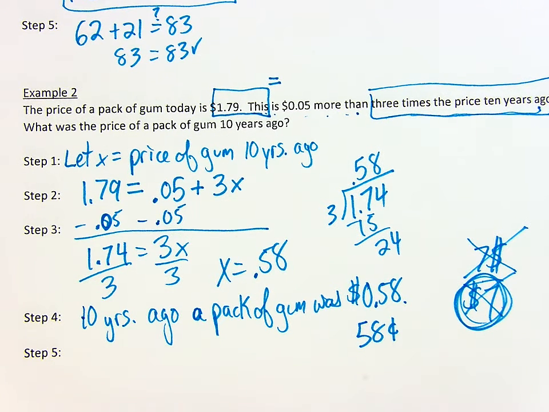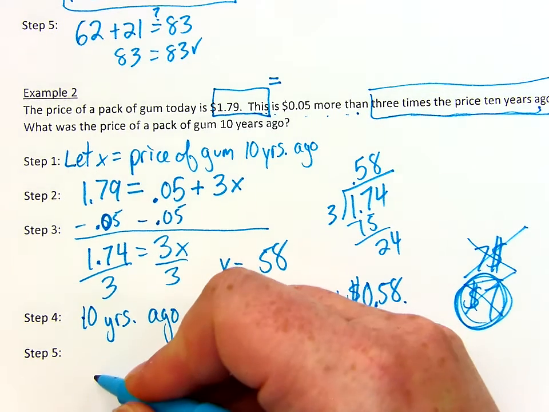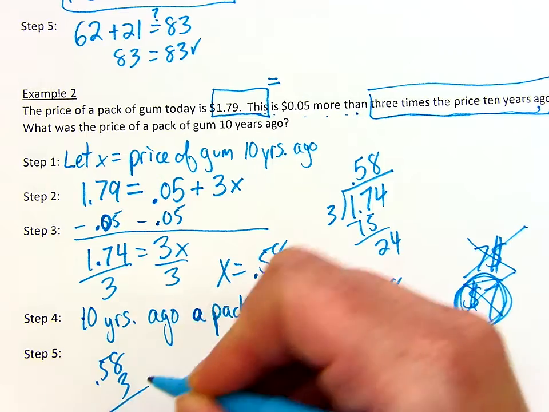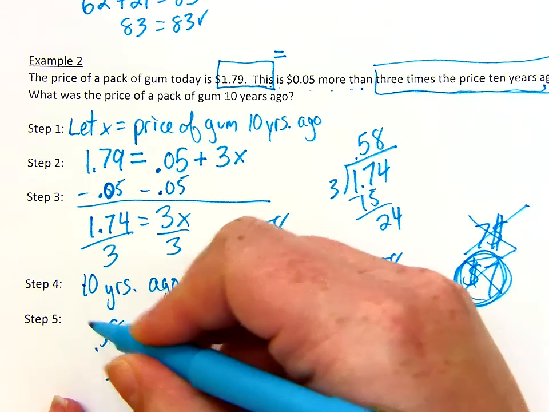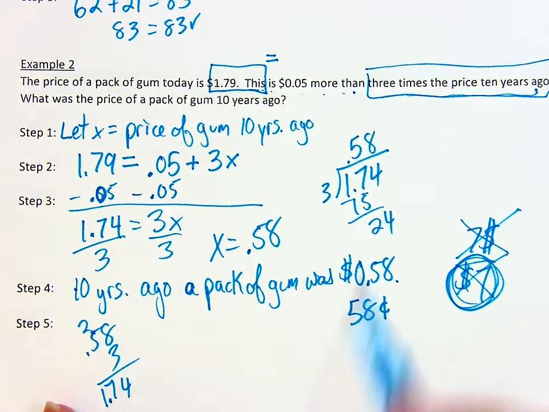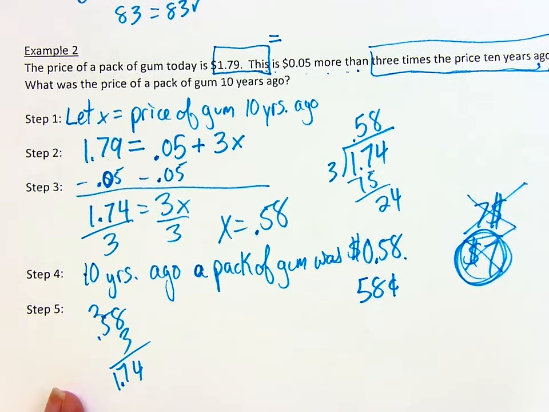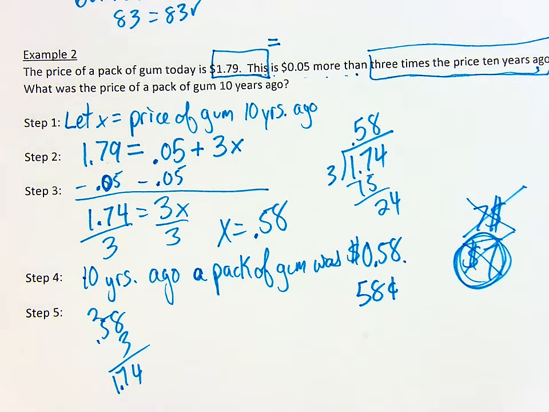So anyway, step 5, we already talked about our answer being a reasonable answer. We can quickly check it. If I go back to my equation, 58 cents times 3. If you can't do it in your head, just jot it down real quick. 4, carry the 2, 15.74. Yep, 2 decimal places, $1.74. 5 cents more than that. Does that get me back up to the $1.79? Yes. So, not only is my answer reasonable, it's also right.